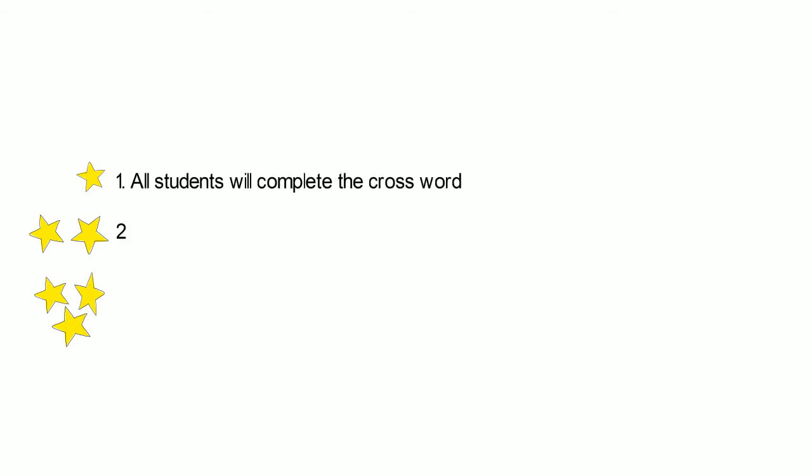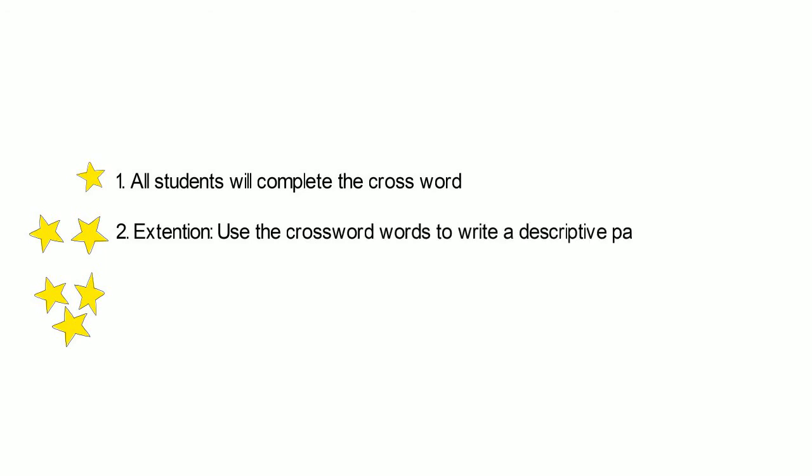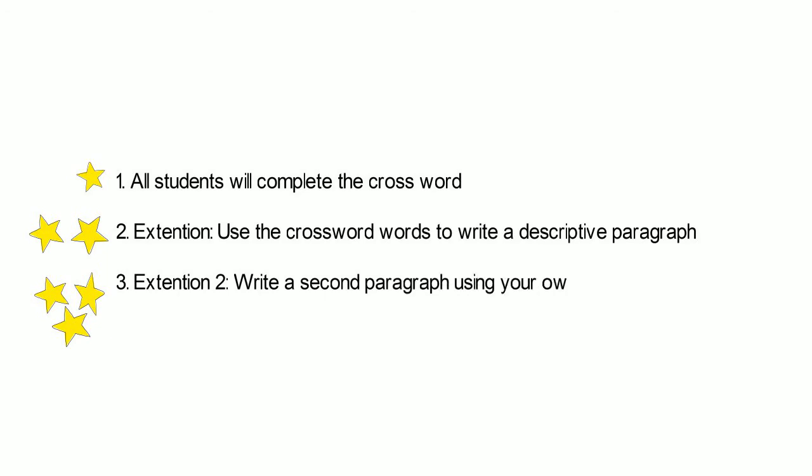For example, task 1 is for all students to complete the crossword. This will take some students 15 minutes, whilst others only 5 minutes. Below the crossword, Mrs. Green adds the task, write a descriptive paragraph describing your favourite meal using as many of these words as you can. Below this, there is a second extension task, to write a paragraph describing one part of your meal in more detail, circling any of your own adjectives.